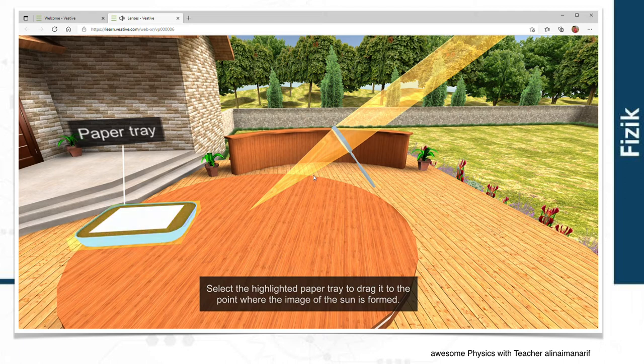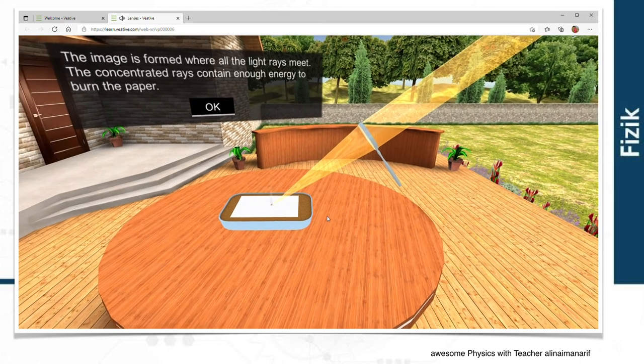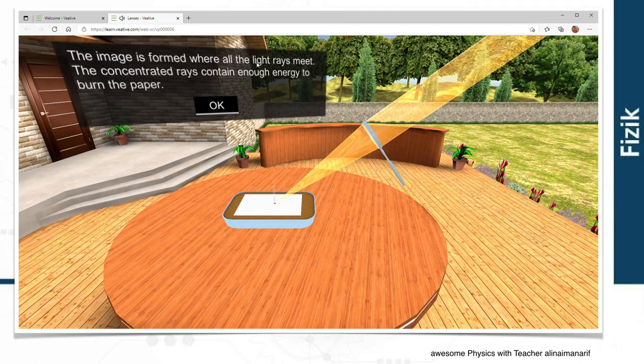What will happen when I put the tray at this point? I will click the paper tray. You can see the paper will burn. The image is formed where all the light rays meet. The concentrated rays contain enough energy to burn the paper, which is the sunlight, or the light ray will be converted into heat energy. There is a transformation of energy occurring here.